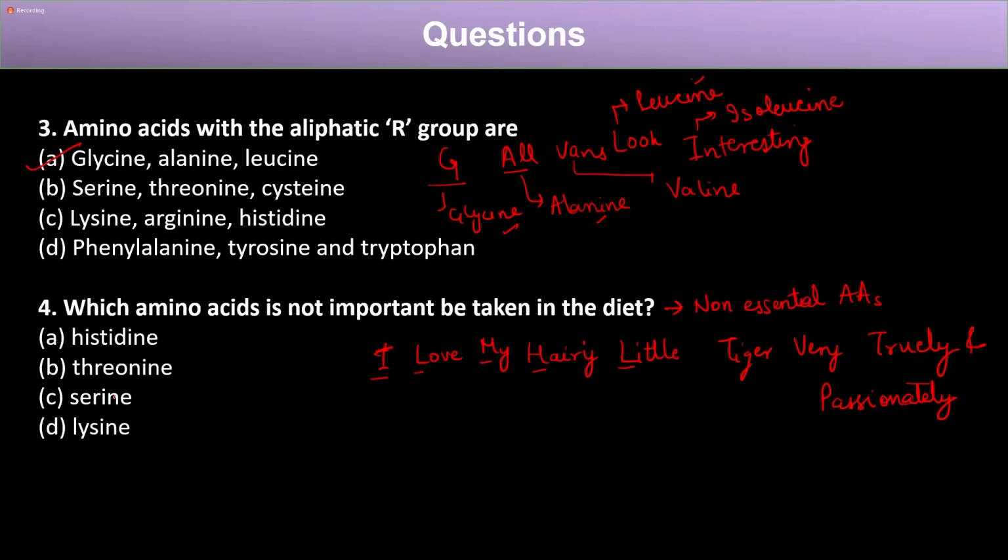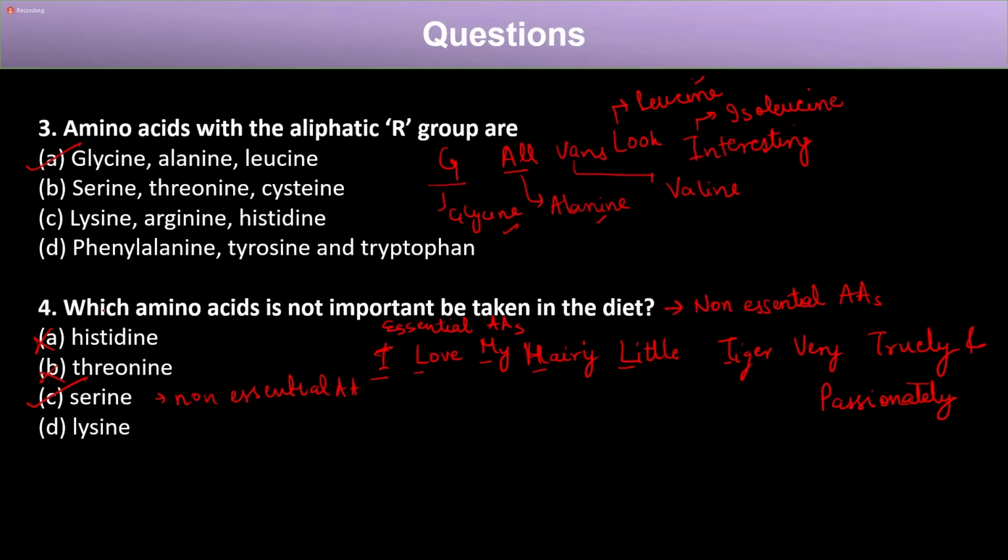Now, if you go by the options, we have histidine here, and we can see we have H, right? So histidine cannot be the right answer. The second is threonine. We have T that represents threonine. So threonine cannot be the right answer. Then we have serine. In this acronym, we do not have S anywhere. So the correct answer is serine, right? This is a non-essential amino acid. And this acronym is for essential amino acids, so the remaining are non-essential. So the correct answer here is serine. Apart from this, all other amino acids are essential.